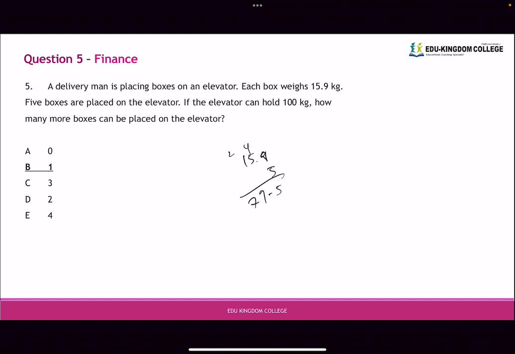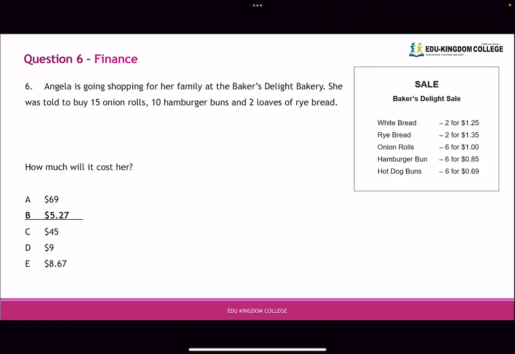So how many kilograms do we have left over? 20.5. Okay, so if the elevator can hold 100 kilograms, how many more boxes can be placed? So 1 more. Because if we have 2 more, it's going to be like 31.8, which is more than 20.5. So we can only fit 1 more box on.